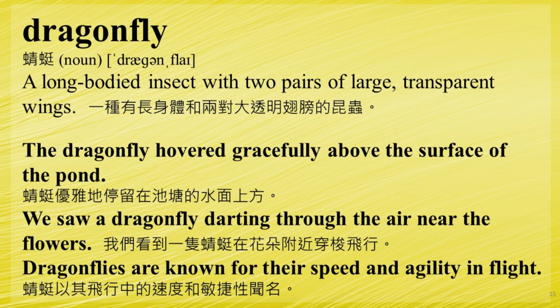Dragonfly. 蜻蜓 A long-bodied insect with 2 pairs of large, transparent wings. The dragonfly hovered gracefully above the surface of the pond. We saw a dragonfly darting through the air near the flowers. Dragonflies are known for their speed and agility in flight.